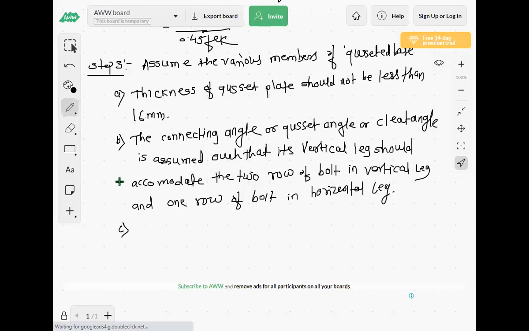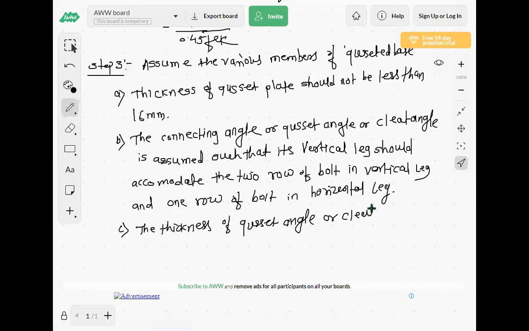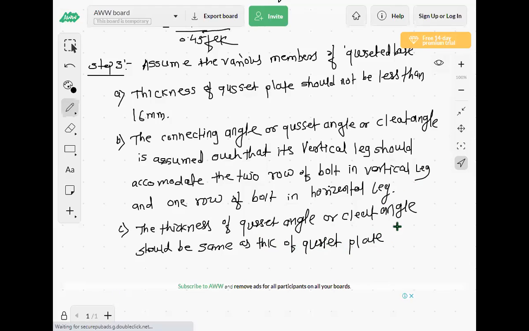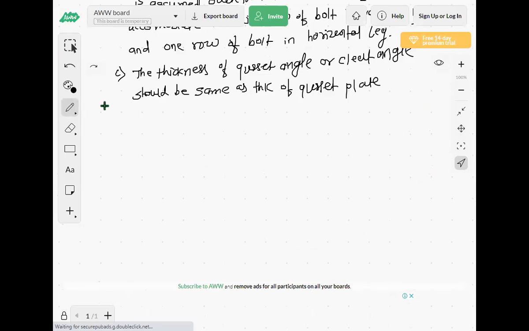And then small c: the thickness of gusset angle, or cleat angle, should be the same as the thickness of gusset plate. So we have written three pointers here. I will draw the sketch, then you will realize what a, b and c mean.